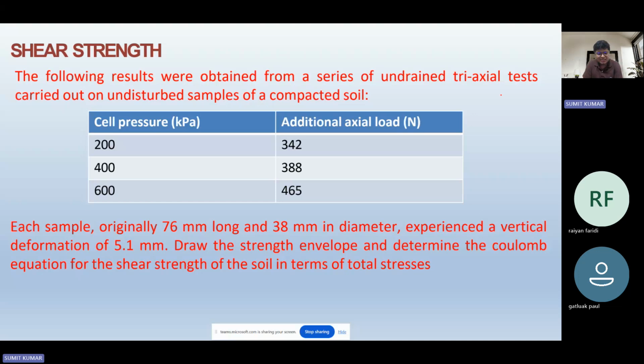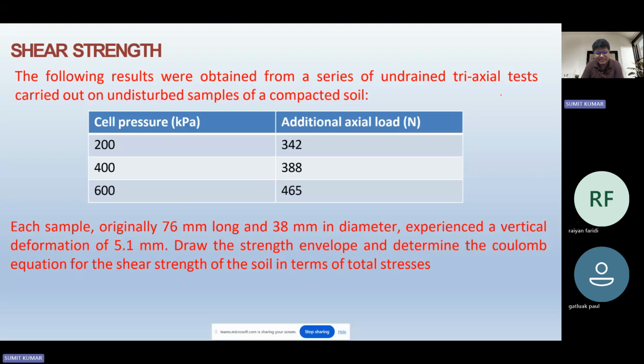So let's see. The question says to draw the strength envelope and determine the Coulomb equation for the shear strength of the soil in terms of total stress. Okay, in terms of total stress they are asking. The pore water pressure is also not mentioned over here, so it is not possible to calculate the effective stress. So in terms of total stress only. First of all, sigma 3 values are 200, 400 and 600. The corresponding axial loads are 342, 388 and 465. So we need to calculate the axial stress.